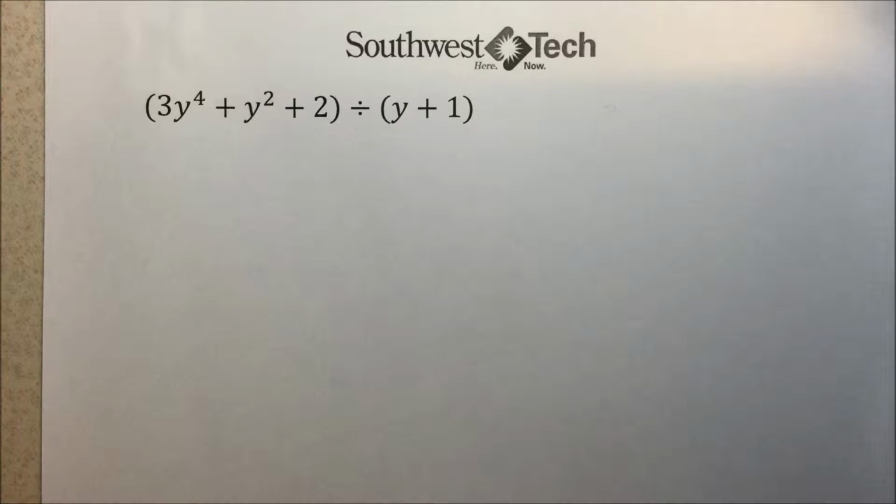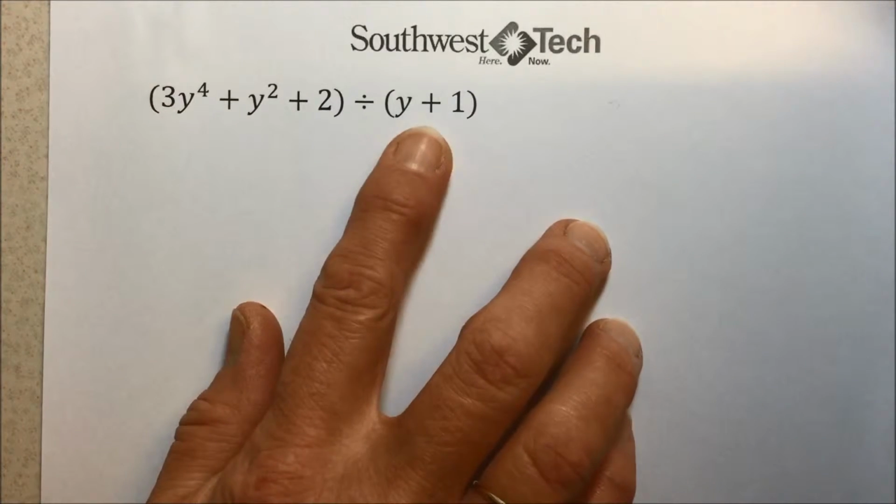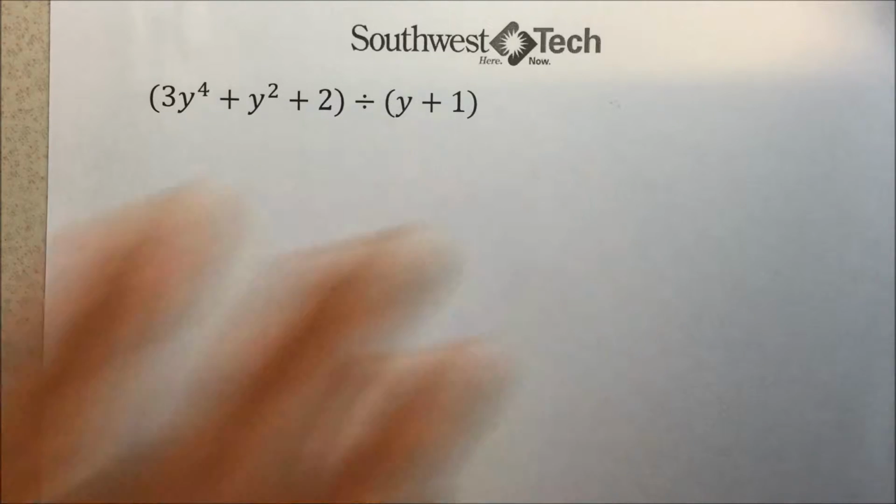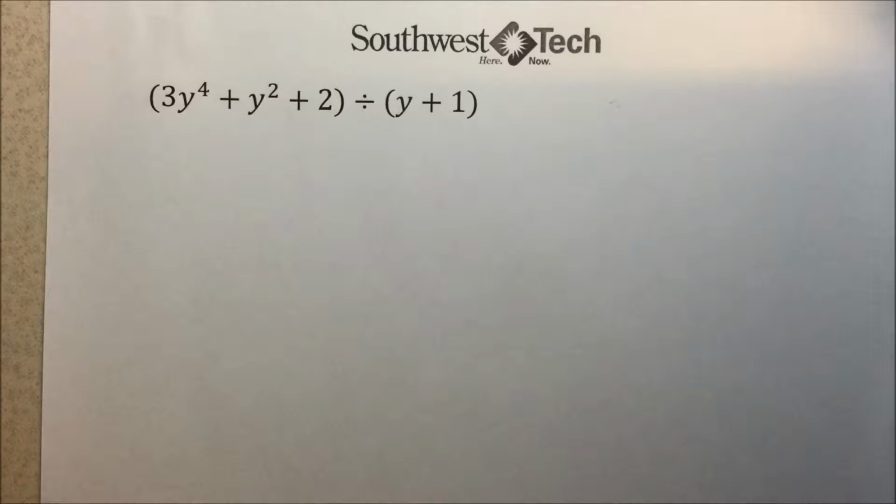Section 6.6, division of polynomials. We're going to take a look at dividing by a polynomial when the divisor has more than one term, as it does here. We're dividing this polynomial by y plus 1. We use a procedure very similar to long division in arithmetic.